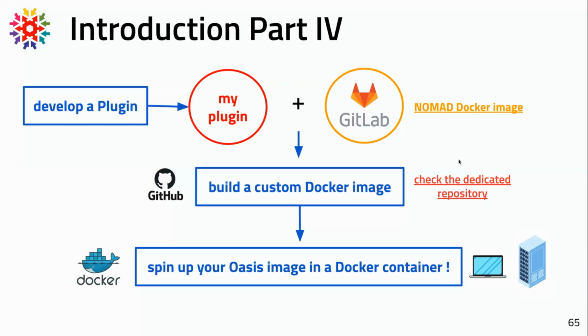So there is a dedicated repo that will drive you through that. And what's happening here is just having a Dockerfile that will instruct how to build this new custom image. The custom image will just pull the official Nomad image, install the plugins together with it, and then build a new image that you can simply spin up in a Docker container, either on your laptop or on the server of your institution.